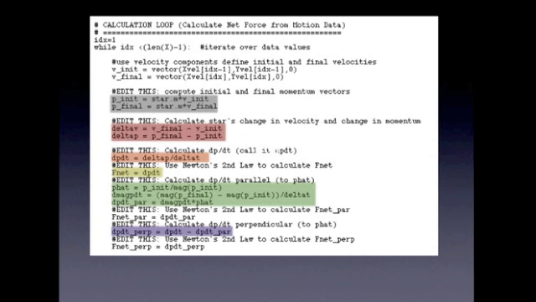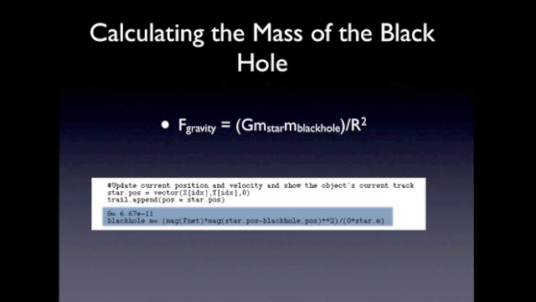We know that the perpendicular force plus the parallel force is equal to the total force, which is the change in momentum over change in time. So to figure out the perpendicular force, we did the change in momentum over change in time minus the parallel component of the force. Calculating the mass of the black hole, again I used the gravity equation, and you can see highlighted in blue the coding that I used to do that. I'll show you the printed out version of it in a second.